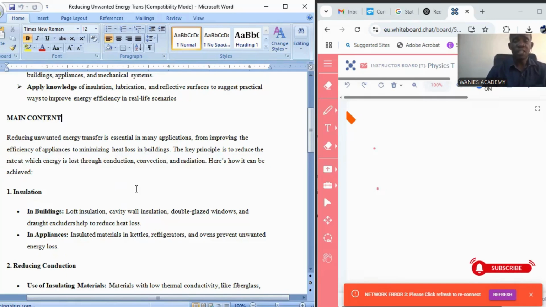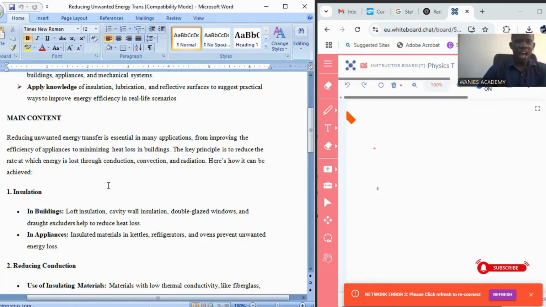And so ovens prevent unwanted energy loss as well. All of these materials have been insulated because heat is needed in them. So they have been insulated to reduce the amount of heat that is exchanged with the environment. Is it clear? Good. That is about insulation of buildings and our appliances.